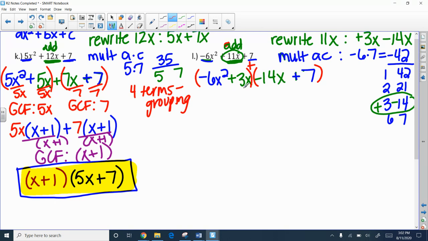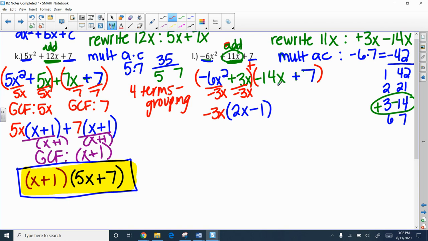My first group has a GCF. I have a negative 6x squared plus 3x. The number they have in common is a 3 and an x. However, because my first term here is a negative 6x squared, usually we want it to be positive, so I'm going to factor out a negative 3x. Don't forget to put the negative 3x in the front. When I divide that out, this gives us a positive 2x. And here, 3x divided by negative 3x is a negative 1. Don't forget that that divides to give us a 1.